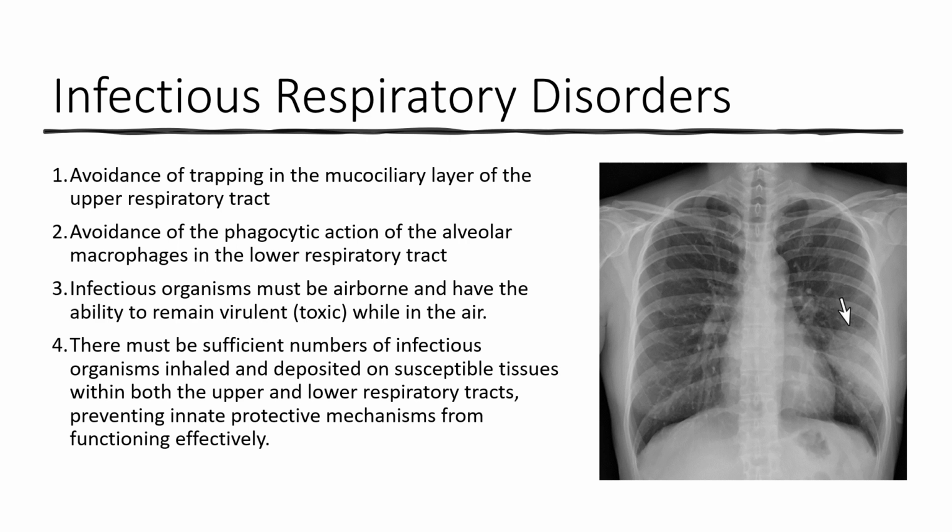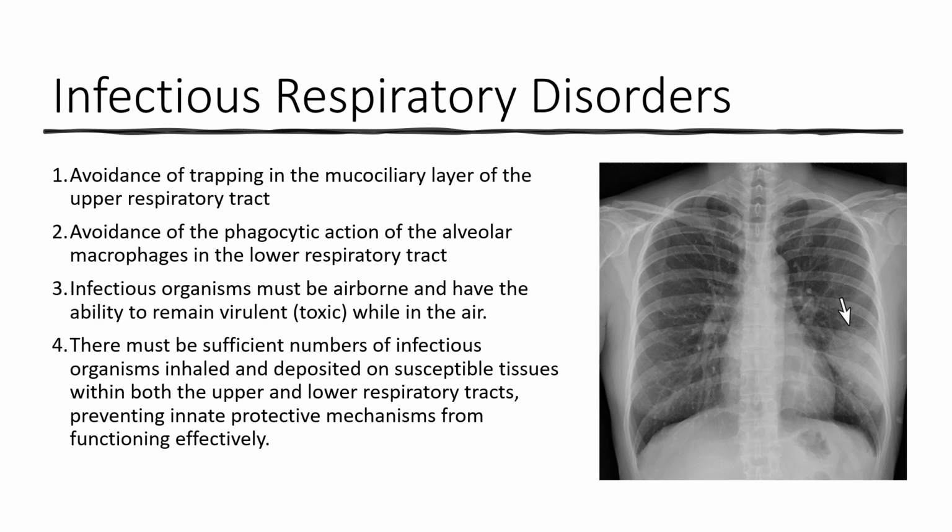Infectious respiratory disorders. In order for a respiratory infection to fully establish within the lower respiratory tract, the following barriers must be avoided and these conditions must be met. First off, avoidance of trapping in the mucociliary layer of the upper respiratory tract. So the cilia don't trap the infection, and it is able to go down lower. Second, avoidance of the phagocytic action of alveolar macrophages in the lower respiratory tract.